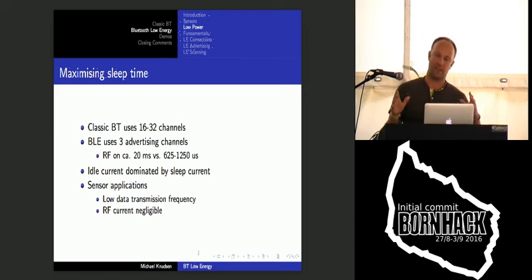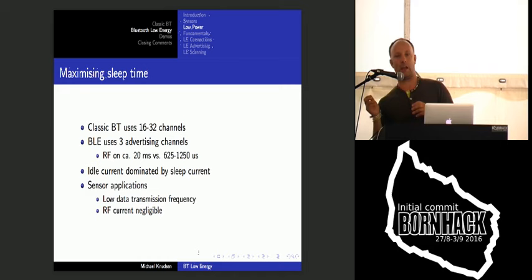All these things combined together mean that the idle current of your device is actually dominated by how much power it uses when it's not doing anything, just its sleep current, because most of the time it will be sleeping. And this is ideally suited for sensor applications, because often sensors have, I'm not saying always, but often, a fairly low data transmission frequency. Like every hour your thermometer updates and says, now it's 2 degrees Celsius outside.